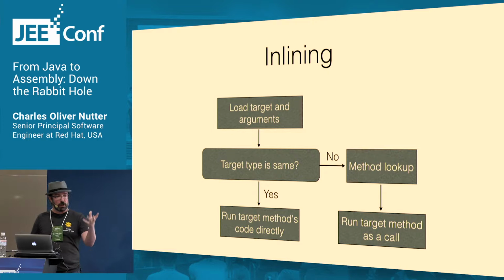So we load our target object and the arguments we're going to pass into it. We do a test to see: are we calling the same method again, the same class? Nothing else in the system has changed from the last time. Well, in that case, let's just run that method's code directly. Don't make the call. Don't call through an interface or through a virtual method on an object. Let's just put that code there and call it directly. If it turns out it's a different type, well, then we need to go look up the method in some method table, do a branch out to that call, and then run it as a separate piece of logic.